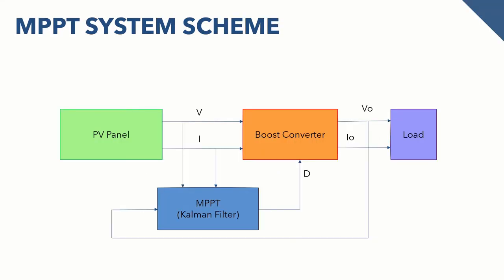This MPPT system scheme shows the integration of each component to track the maximum power point for the desired operation. As shown in the flowchart, the PV panel delivers the input voltage and the current to the boost converter and the MPPT controller. The MPPT controller processes as per the Kalman filter algorithm and outputs the duty cycle to the boost converter. Then the boost converter delivers the output voltage and the current to the load. The output voltage is fed back to the MPPT controller. This process goes on recursively.